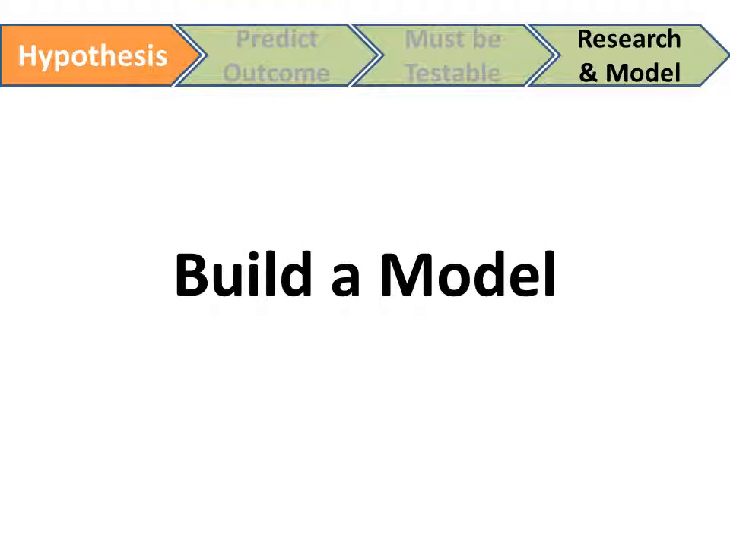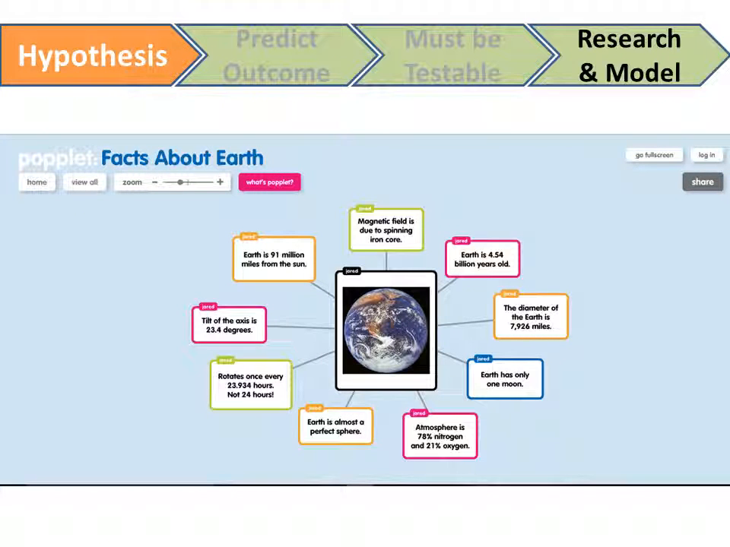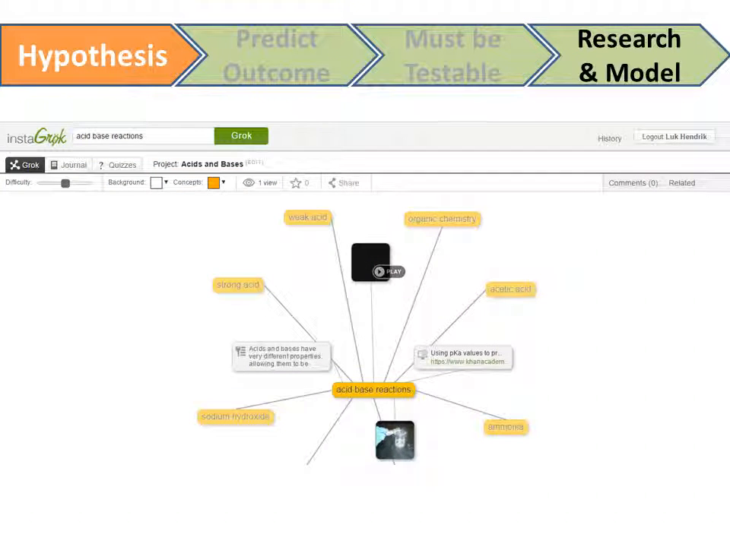After you collect information on a topic, it is often useful to organize it into a model of the system that you are studying. This will help you understand how it works and often makes it easier to come up with a good testable hypothesis. Building a model also supports NGSS Scientific and Engineering Practice Number 2, Developing and Using Models. A simple visual way to do this is to create relationship maps between the facts that you have uncovered. Tools like Poplet let you build and share these maps easily. And some like Instagraph even do much of the work for you.